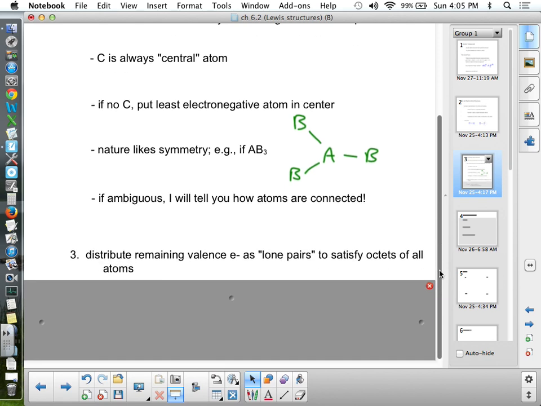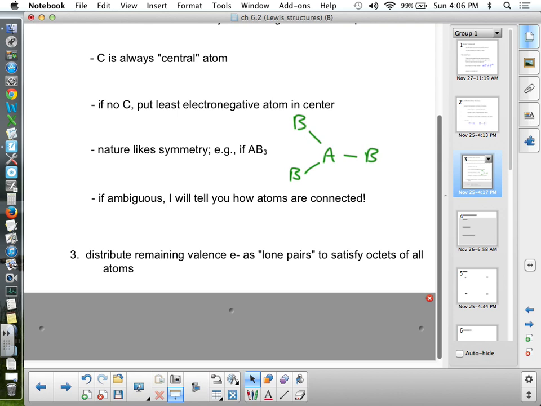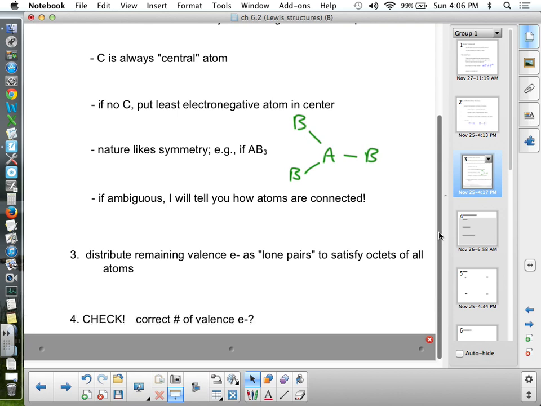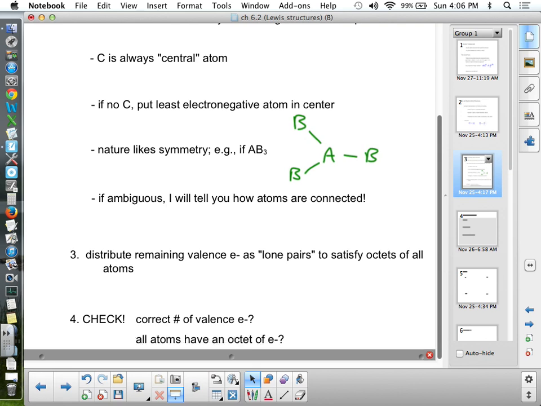After forming the skeleton structure, you will have valence electrons left over. Give those away to the other atoms so that every atom has an octet of electrons. That is, so that by sharing electrons or by having unshared pairs of electrons, every atom is surrounded by 8 electrons. Finally, go back and check. Do you have the correct number of valence electrons shown? And do all atoms have an octet of electrons?